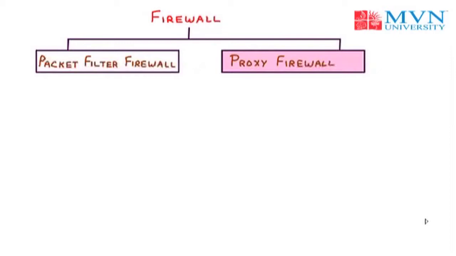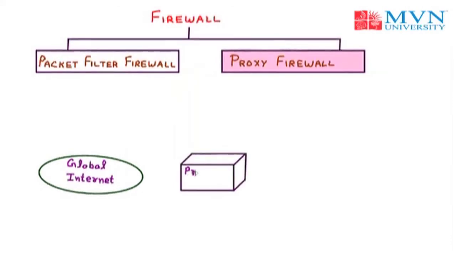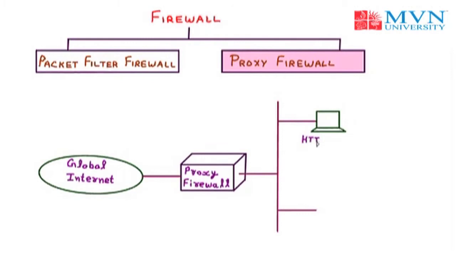So to understand all this, let us take an example in which we have the global internet which is connected to the proxy firewall. So this is the global internet. Then we have the proxy firewall. Now the global internet and the proxy firewall are connected with each other. Now the proxy firewall is connected with the LAN, which is connected further with the HTTP proxy as well as the HTTP server. This one is the HTTP proxy. Second, we have the HTTP server.